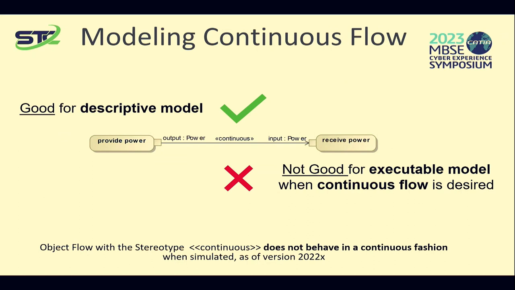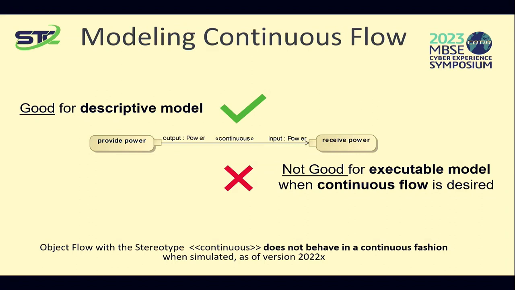So going into a quick concept here, there is this idea of a continuous object flow, or you can add a stereotype of continuous to an object flow. But what I wanted to point out here is that that is good for a descriptive model. A lot of times if you're modeling logical architectures, you can simply say, hey, we have this object flow, and we want to say that this is a continuous thing that goes from here to here, so you can stereotype it as continuous, and that indicates that this is something that will be continuous.